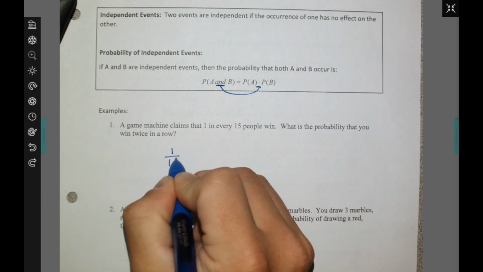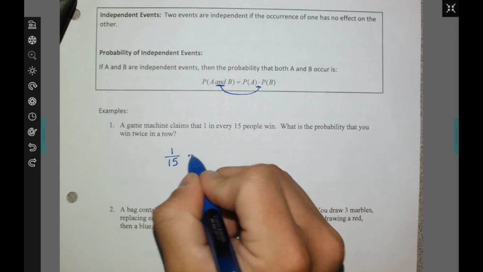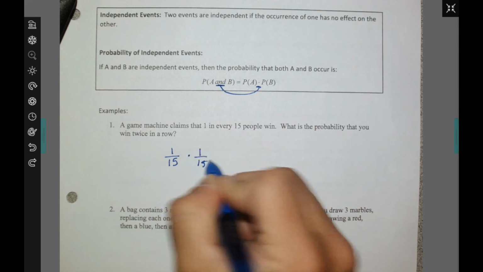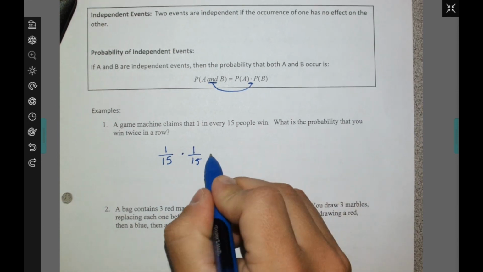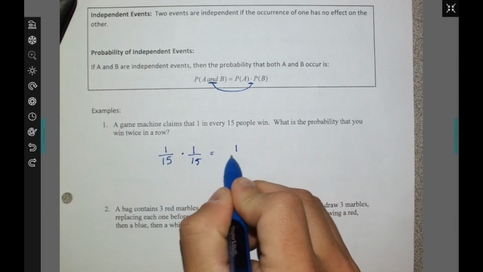Well, the probability you win the first time is 1 out of 15. Second time would be another 1 out of 15. So you win the first and the second. You go ahead and multiply that out to get 1 over 225.